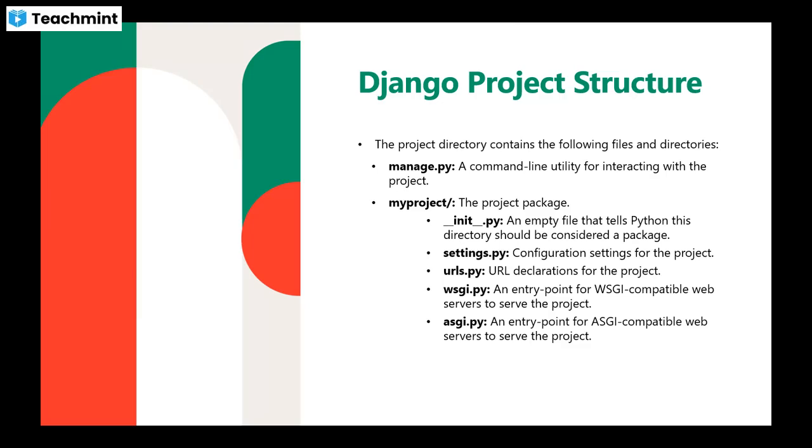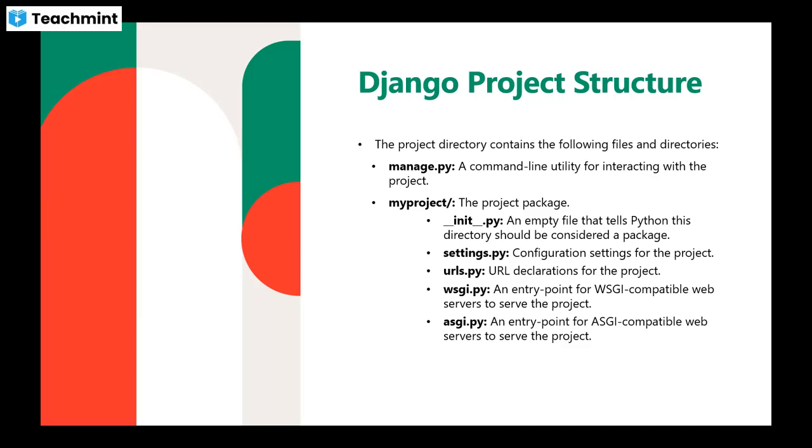The first file is the init.py file. I have already said it is an empty file that tells Python this directory should be considered as a package. As I said, a package is a collection of modules. You can consider all these other files, settings.py, urls.py, wsgi.py, asgi.py, as modules. To consider this as a package, that init file should be included so that Python considers this myproject as a package.